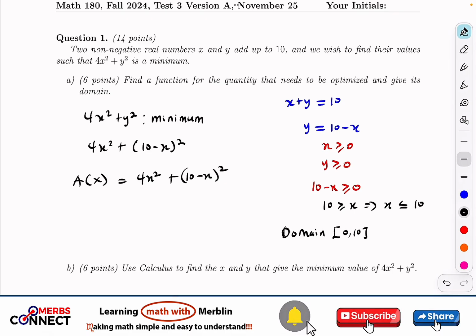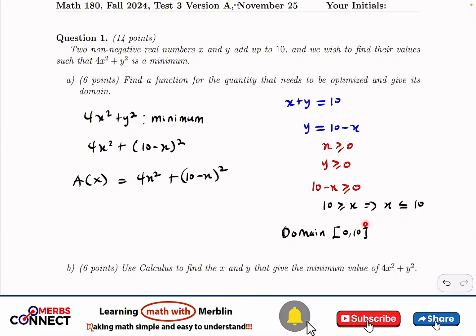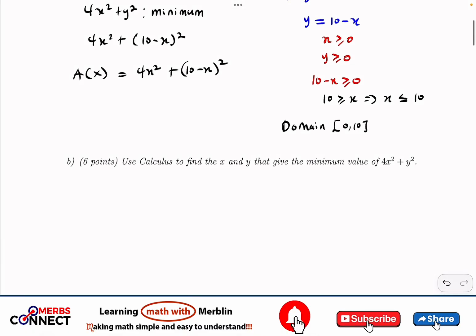So this is how we can find our domain, right? Now we have the domain and we have the function that we want to optimize. So we are done with A. We can move to question B. Now let's look at question B.